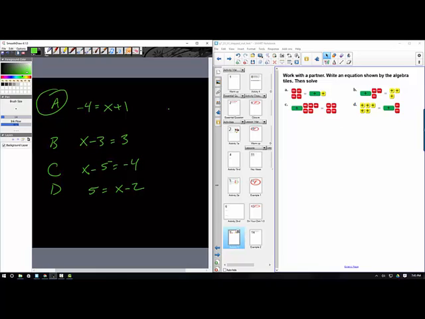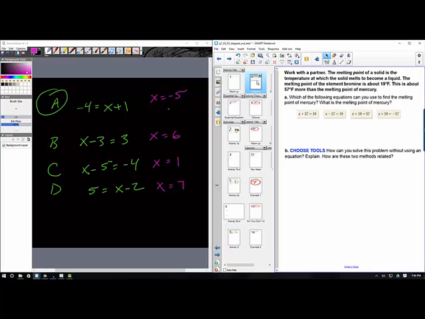If I want to solve these, I'm going to move this over here. So this would equal x is equal to -5. This one here, x is equal to 6. This one here, x is equal to 1. And this one here, x is equal to 7. You can plug these numbers in and you can actually see that they work.